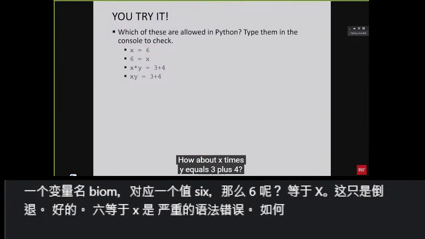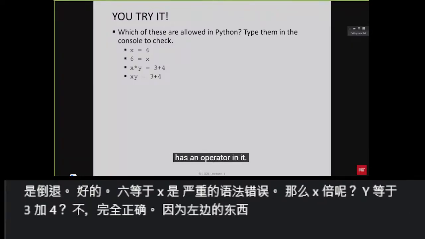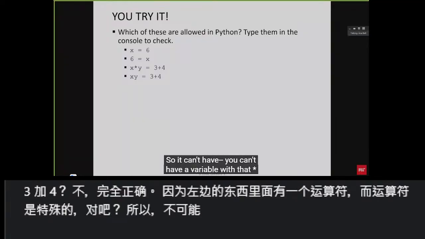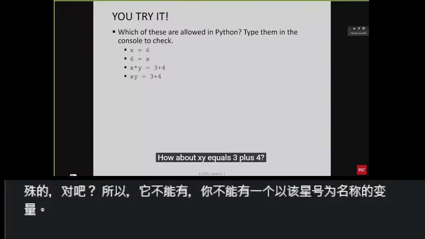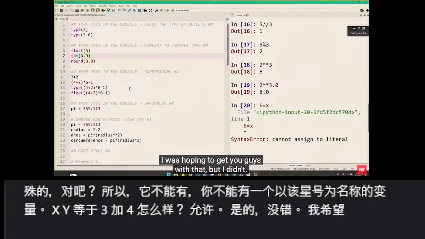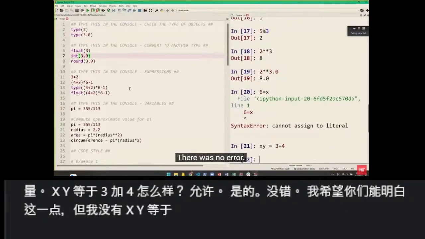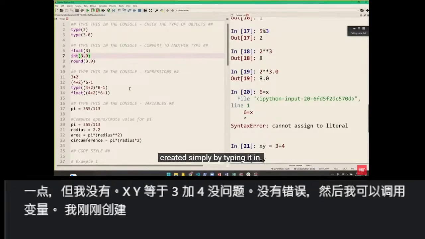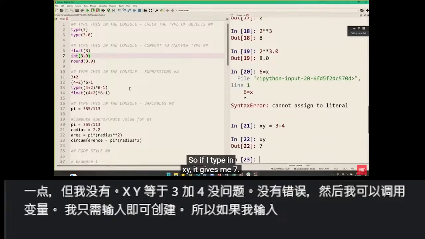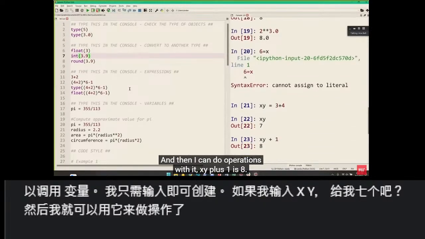How about x times y equals 3 plus 4? Nope, exactly, because the thing on the left has an operator in it, and operators are special, right? So you can't have a variable with that star as a name. How about xy equals 3 plus 4? Allowed, yes, exactly. I was hoping to get you guys with that, but I didn't. xy equals 3 plus 4 is okay. There was no error. And then I can invoke the name of the variable I just created simply by typing it in. So if I type in xy, it gives me 7, right? And then I can do operations with it. xy plus 1 is 8, right?